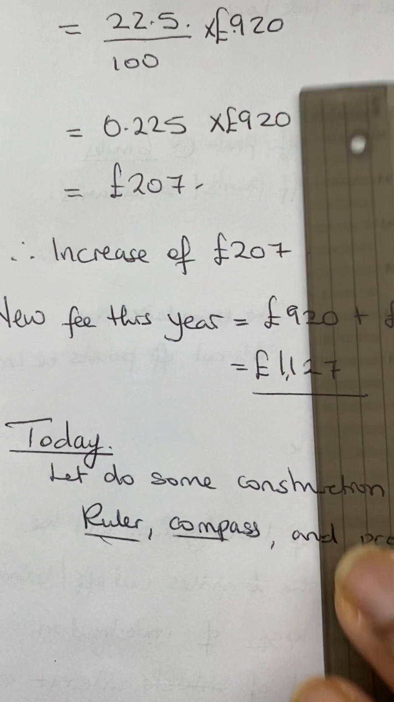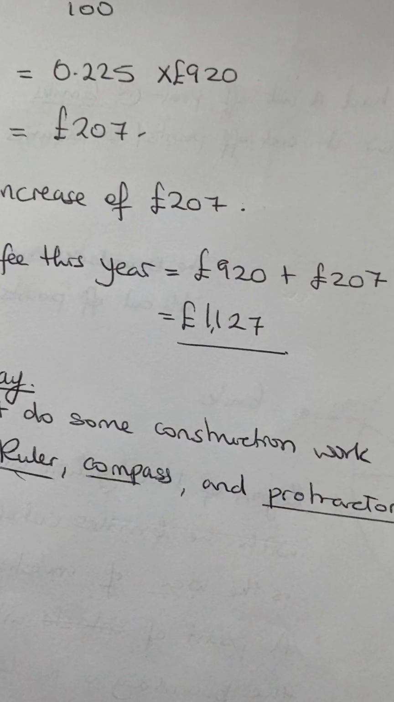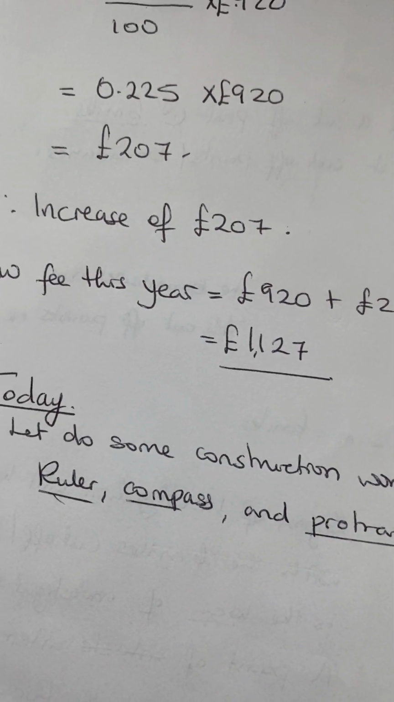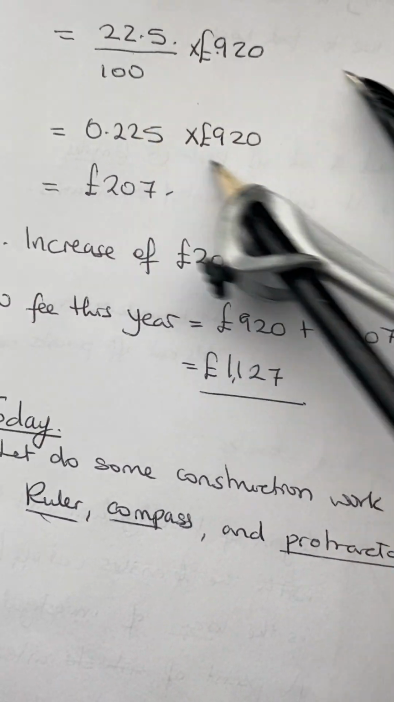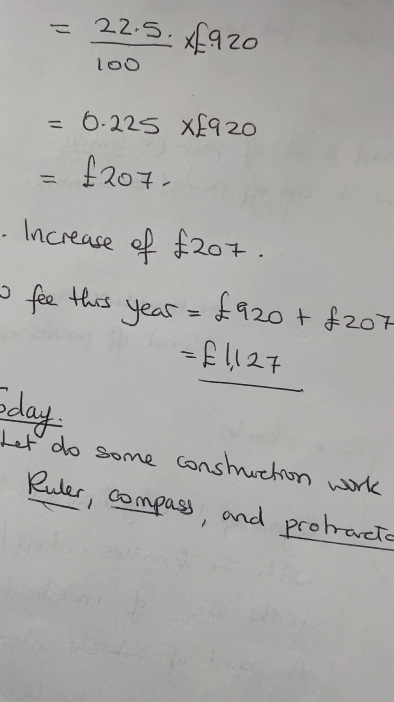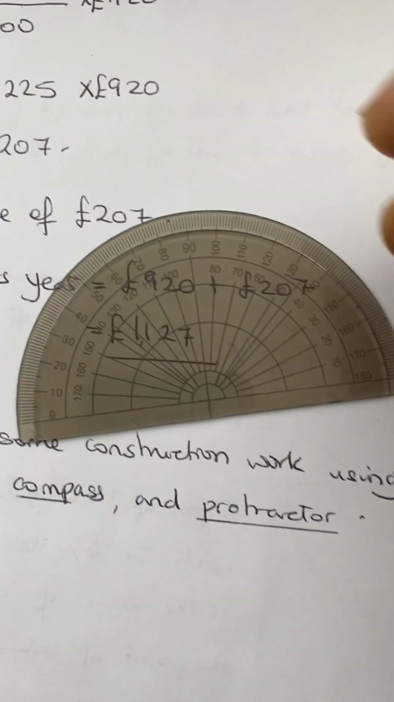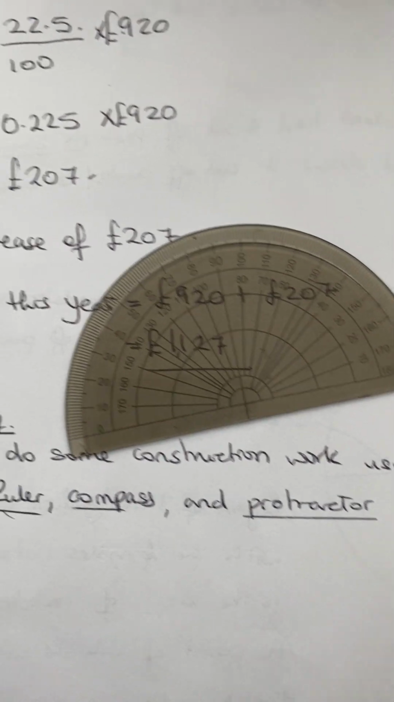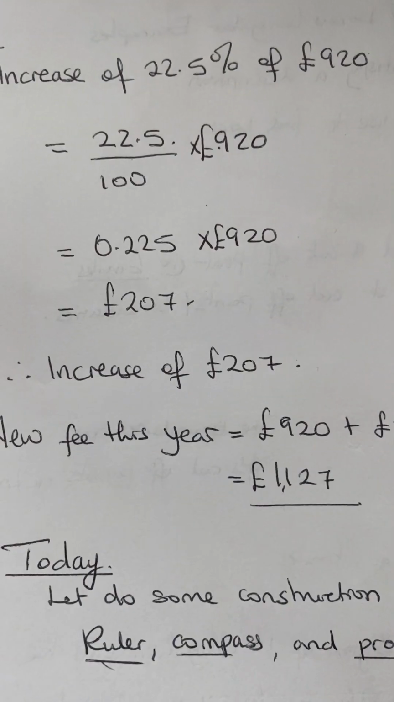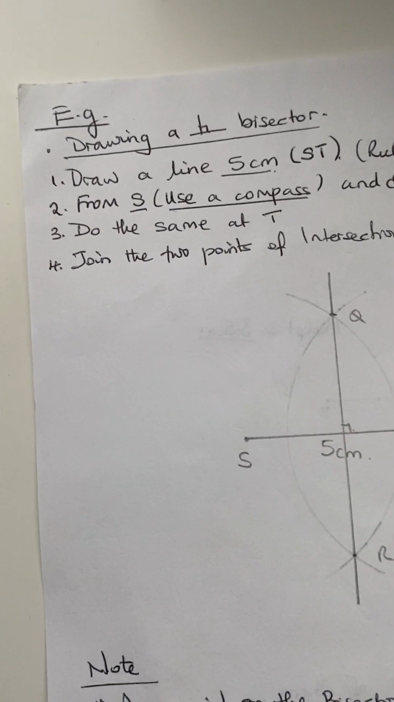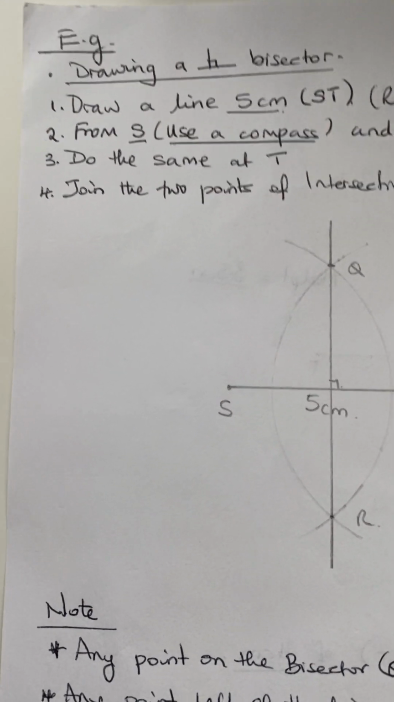This is a compass there, and that is a protractor. Okay. So I'm going to show you how to draw a perpendicular bisector.